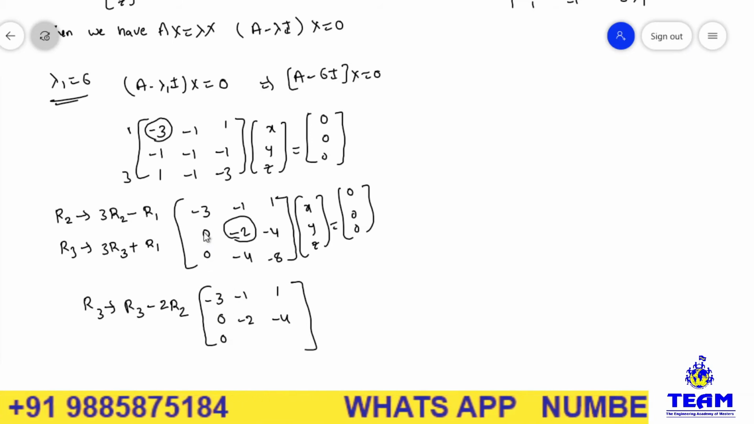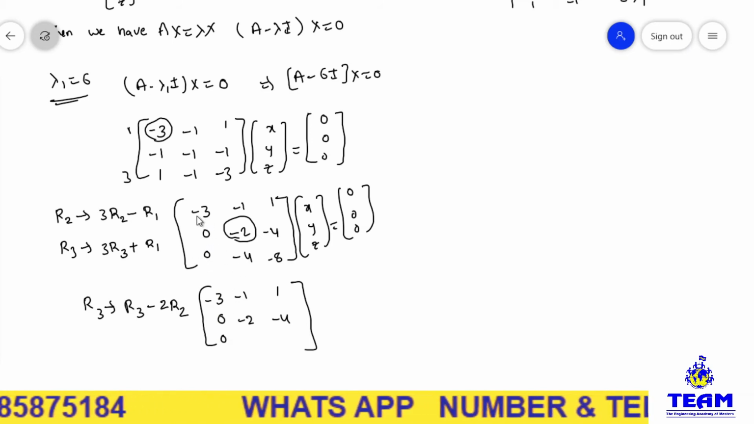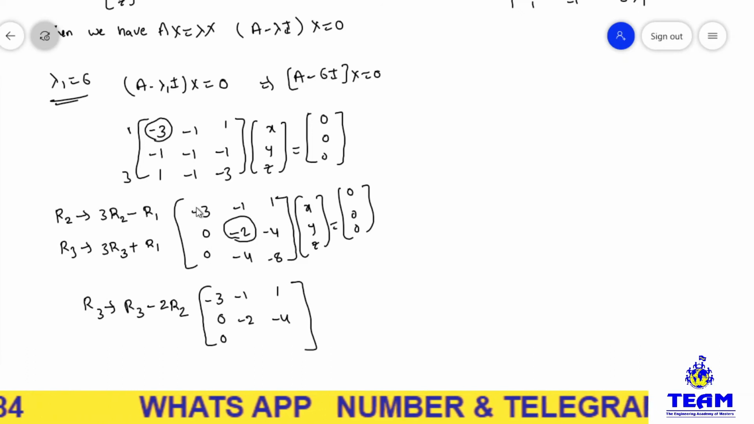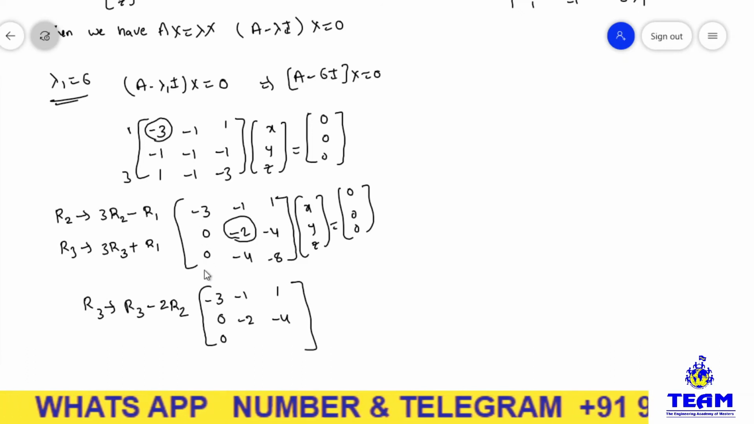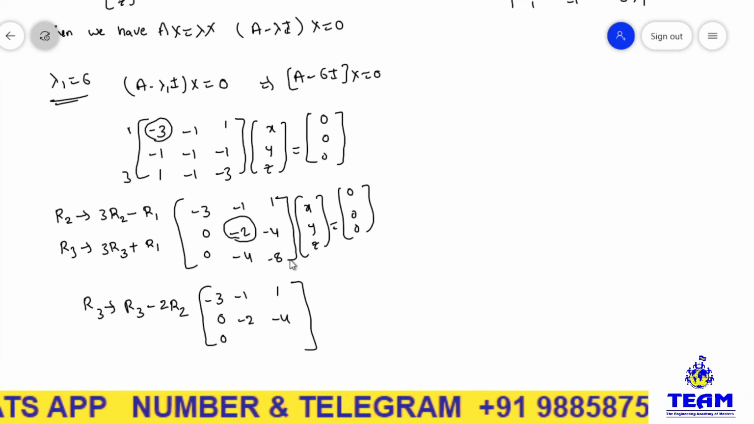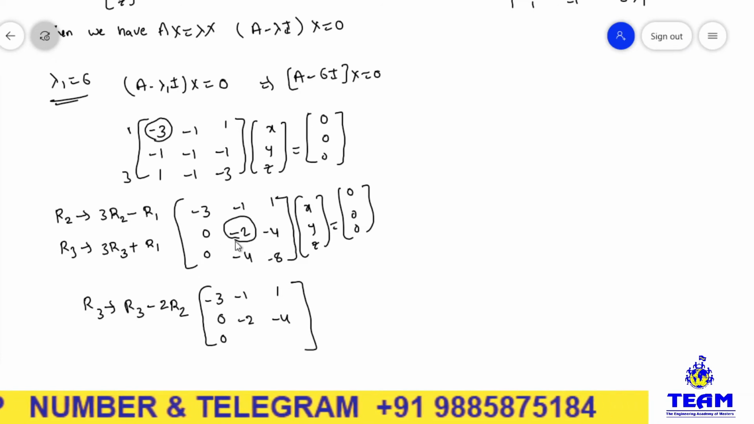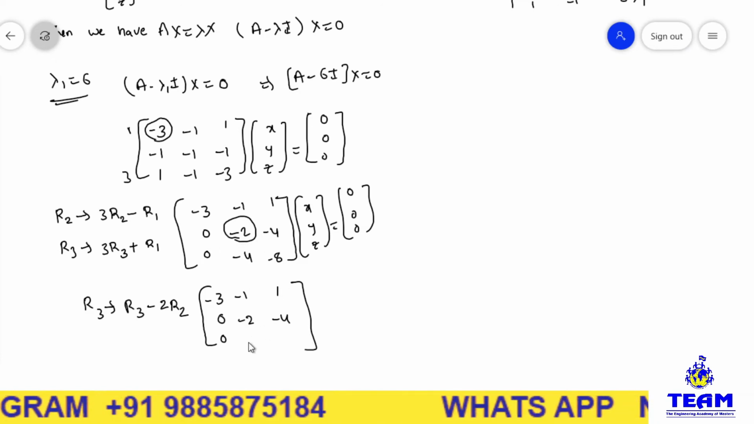Next, for R2 we are applying, not R1. Okay, if we applied R1, what will happen? You know, this 0 term will become non-zero. That is the reason we have to use the second diagonal element only. Okay, next.